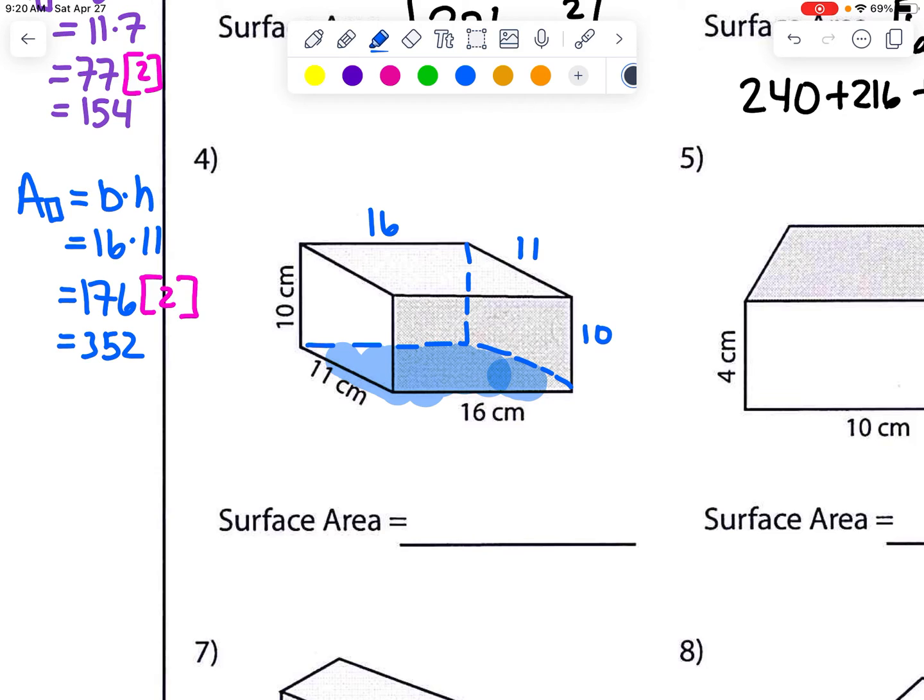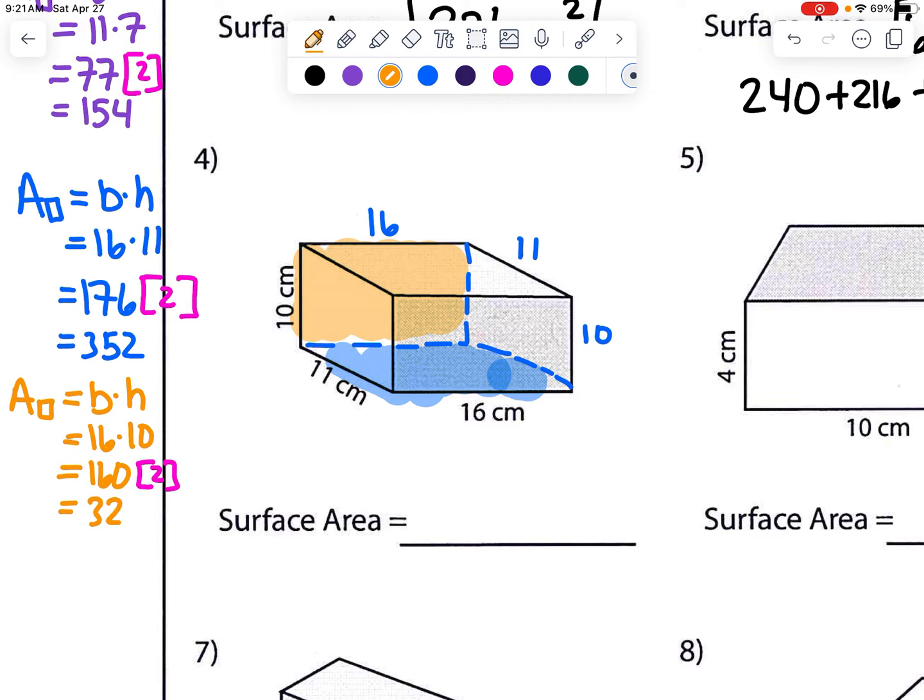Okay, next, let's do the back one here. This back one. It's a 16 by 10. No, because this one was 16. So we have area of a rectangle is base times height. And we have 16 times 10, which is 160. And we would have the back and the front at 160. So that would give us 320.